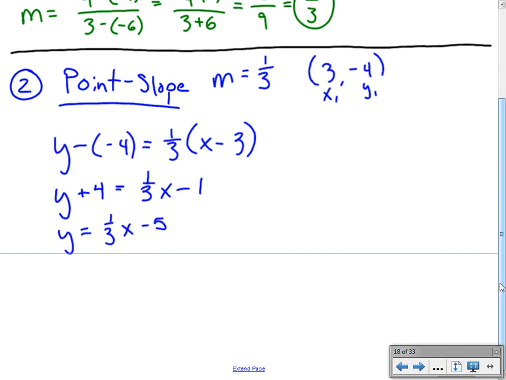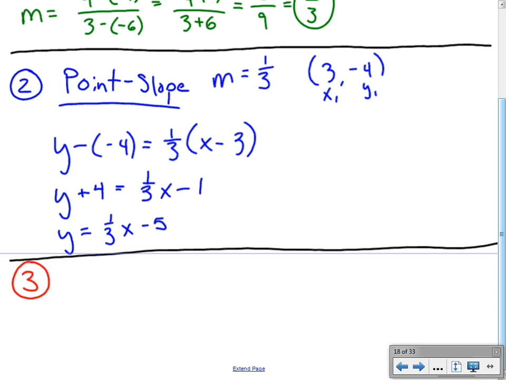Now, our final answer, and I'm just writing this out to show you the connection between everything here. Our final answer is in slope-intercept form, and it's what we just found. Okay, y equals 1/3 x minus 5 is the equation written in slope-intercept form.